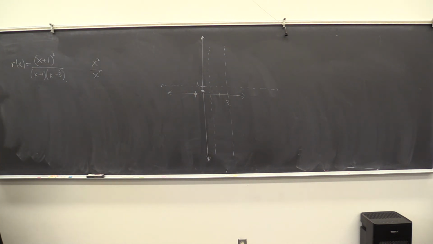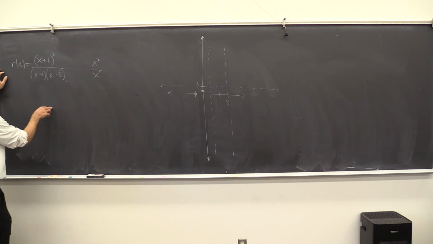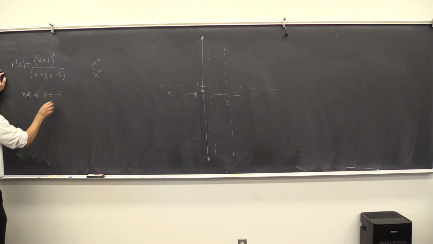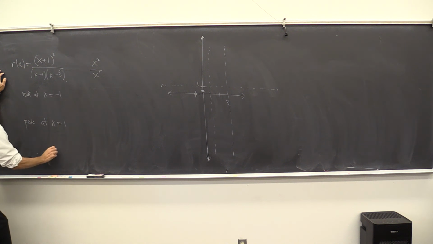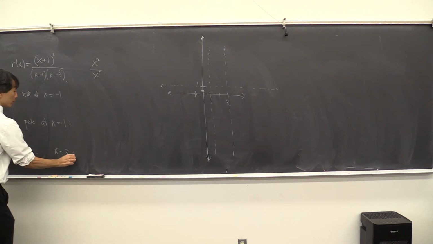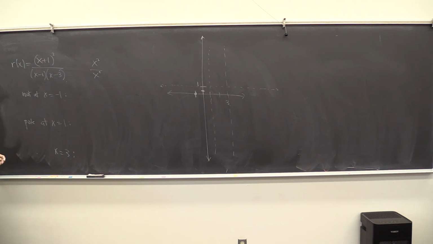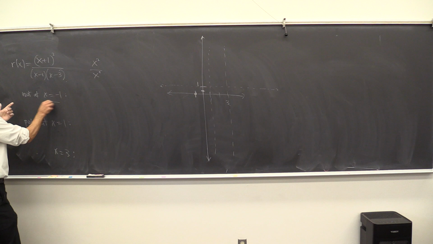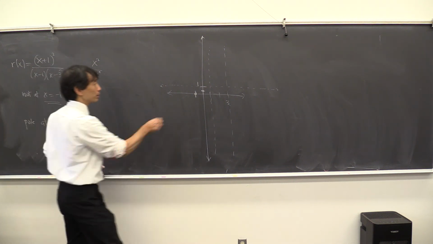Okay, so you can get the intercepts, and then the last part is this business of doing the approximations. We have a root at x equals -1. We have a pole at x equals 1, and also at x equals 3. Does somebody want to tell me about this first one? What does it look like near x equals -1?